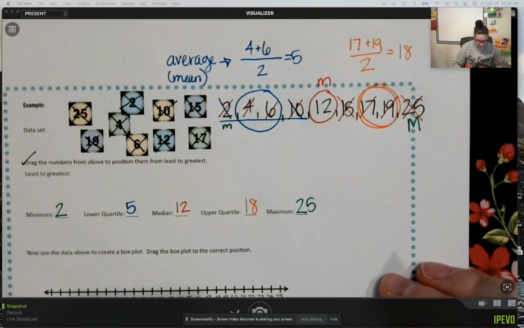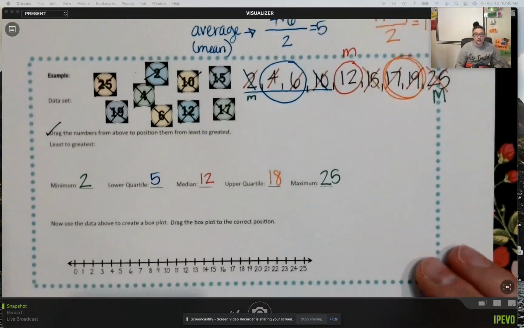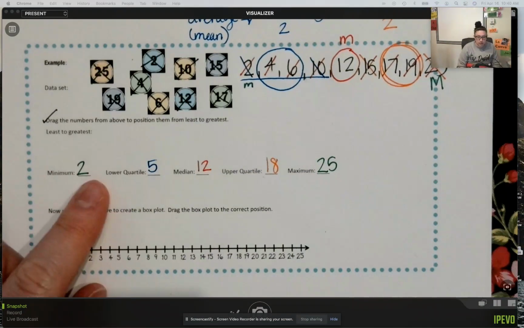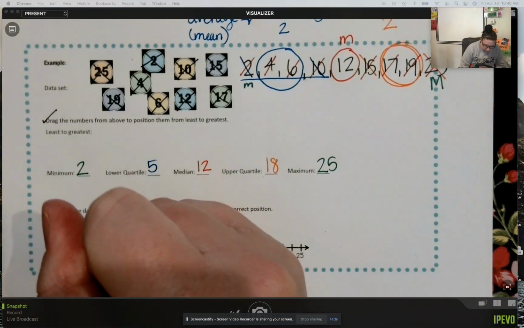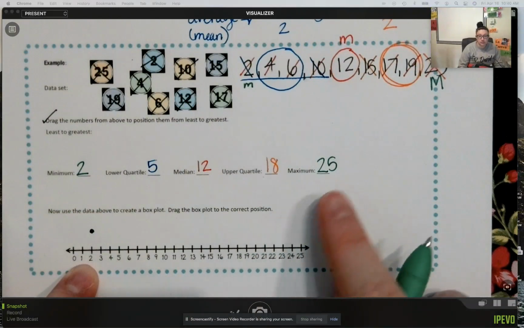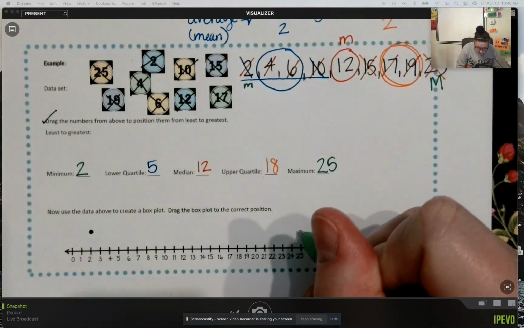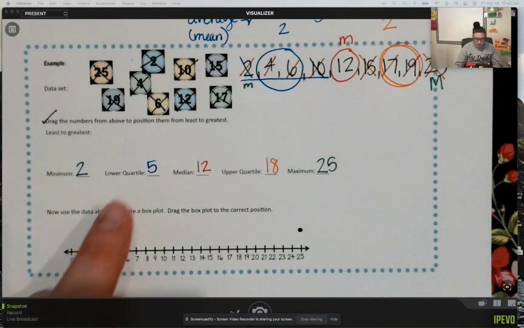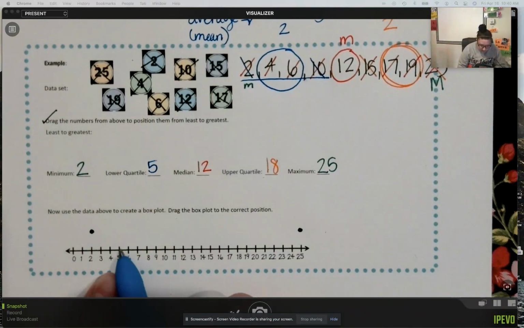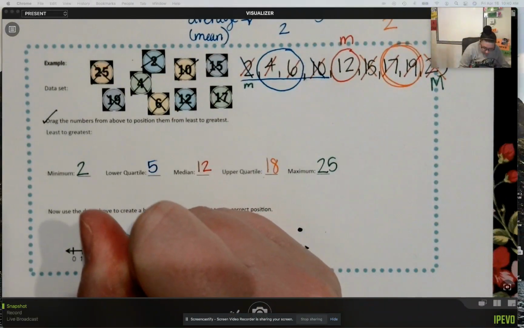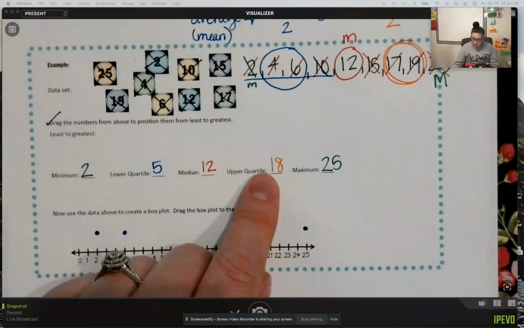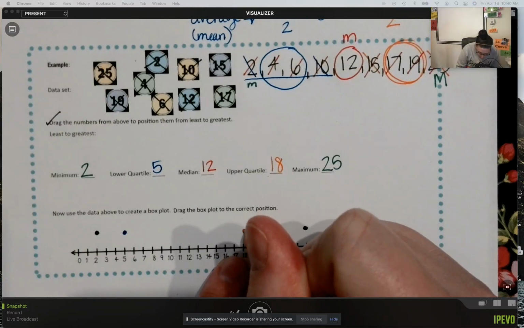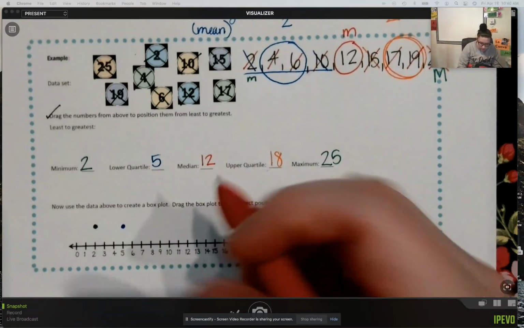All right, this is the fun part. So now I need to put dots for each of these numbers. My minimum was 2, so I'm going to put a dot above my 2. My maximum was 25. I'm going to put a dot above my 25. My lower quartile was 5, so I'm going to put another dot above that. My upper quartile was 18. And then my median was 12.